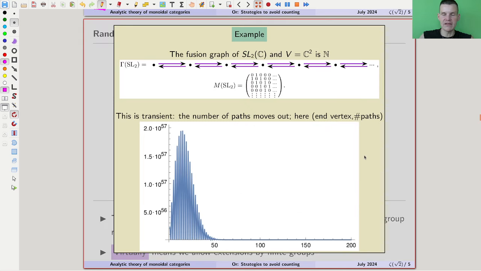Example: if you do the fusion graph of SO2 with a vector representation, that's the natural numbers. That's transient. The number of paths moves out. I've just plotted them, and you can see here that the peak of the binomial will move out. For the integers, remember Polya's paper, the corresponding number of paths would just be a binomial distribution.